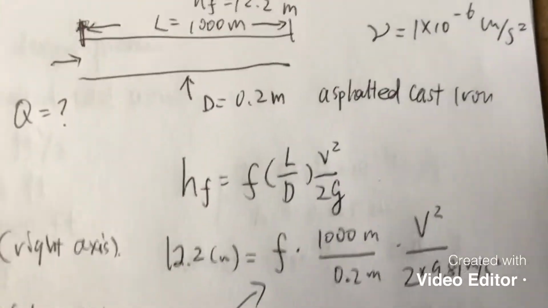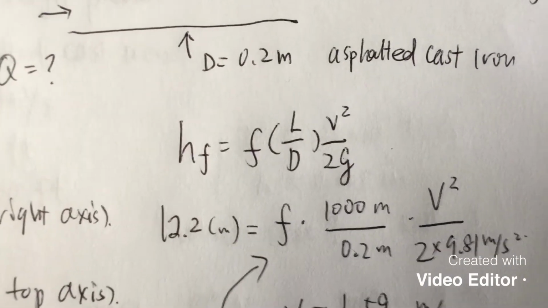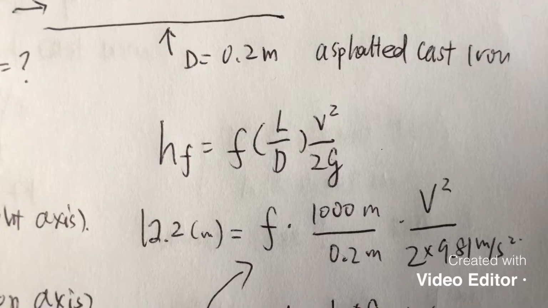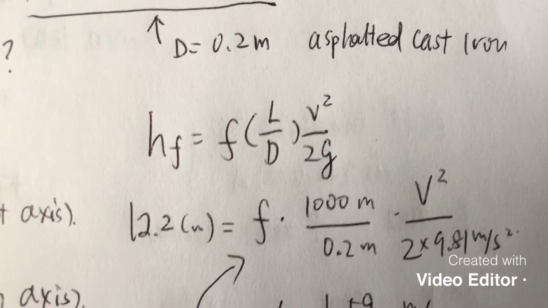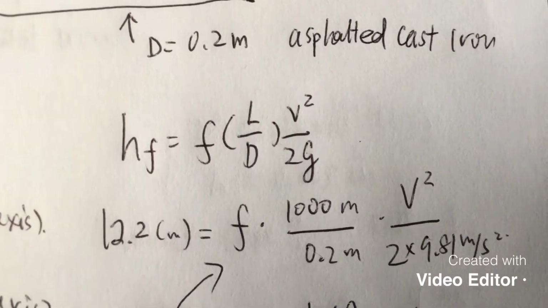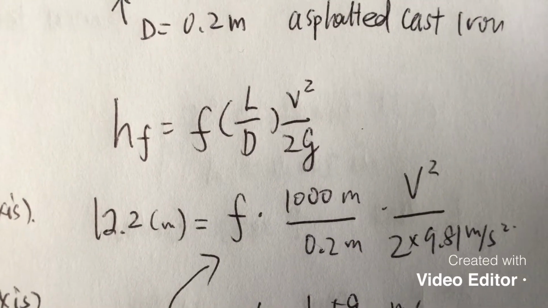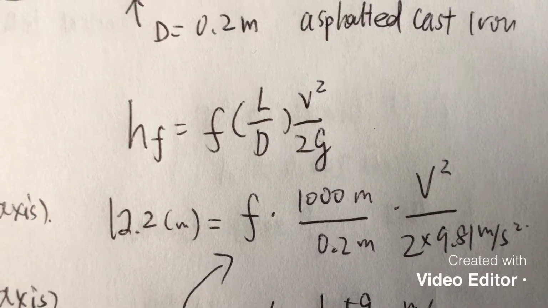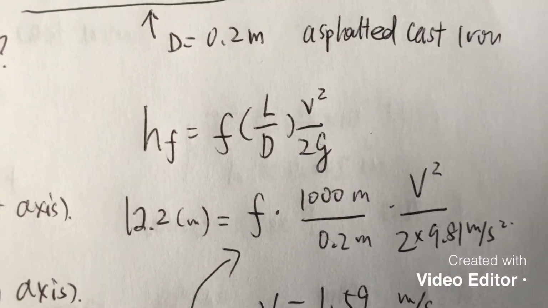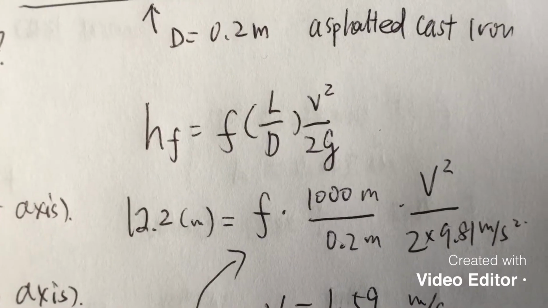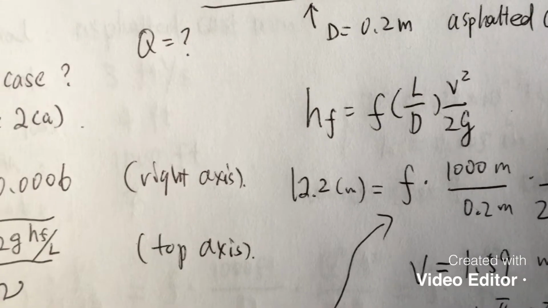Putting in everything we know, 12.2 meter HF equals F times 1,000 divided by 0.2, then times V squared over 2G. In this equation, we have 2 unknowns, F and V. So we need to figure out F before we can calculate V, right? For the friction factor in case 2A, we are going to use the Moody diagram, and we are going to use the top axis of the Moody diagram.